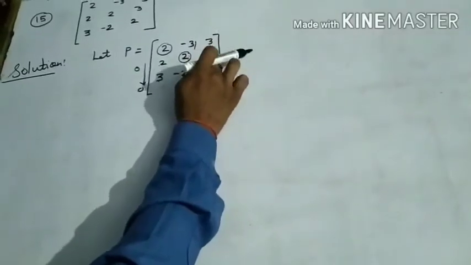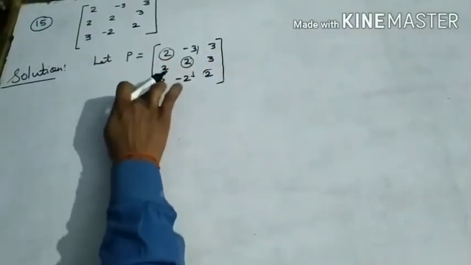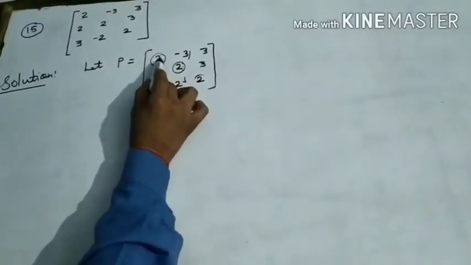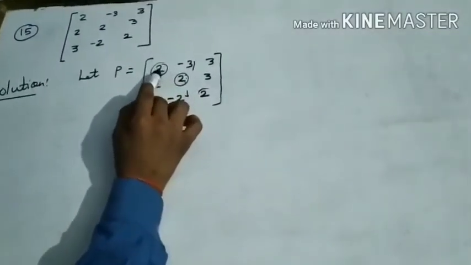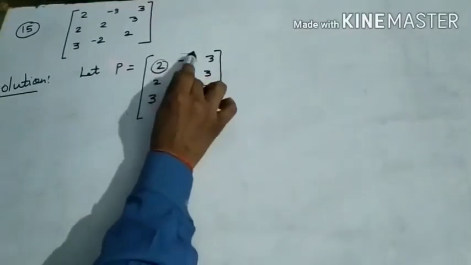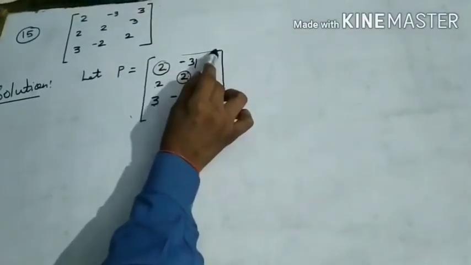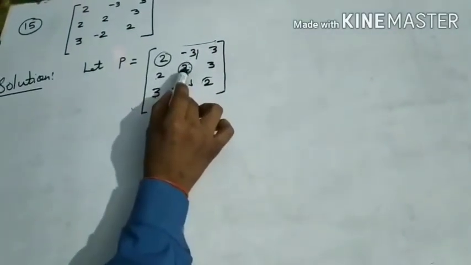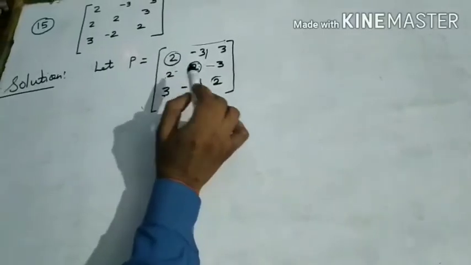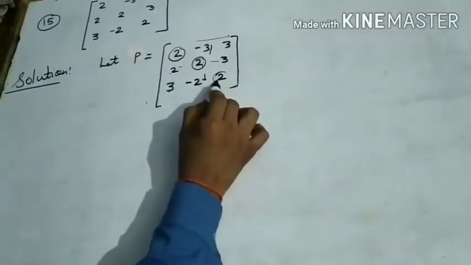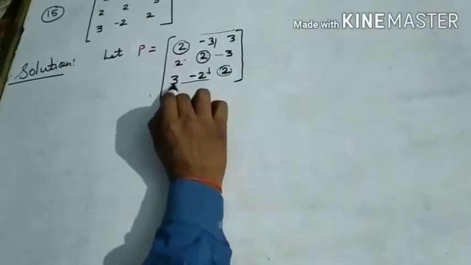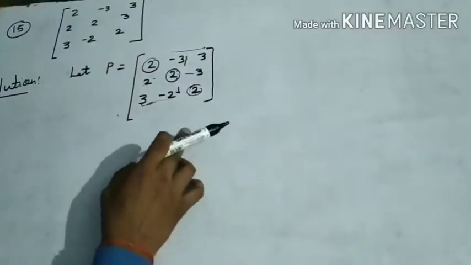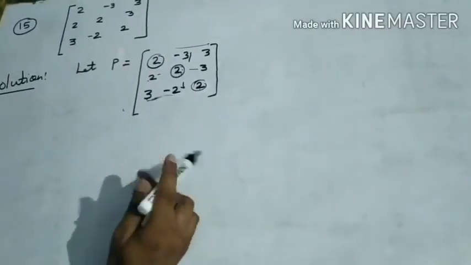But when you are going to apply the column transformation, in column transformation you have to make this one first, and with the help of this you have to make other two element, means this minus 3 and 3 you have to make the 0, and then second again you have to make 1, and then with the help of this one you have to make this 0 and this 0, and last one you have to make this one, and with the help of this you have to make other two elements 0. So here we are going to use elementary column transformation for finding the inverse of this matrix.